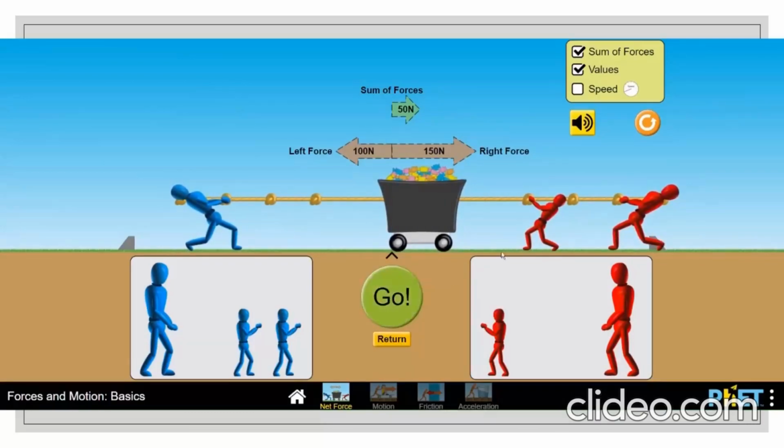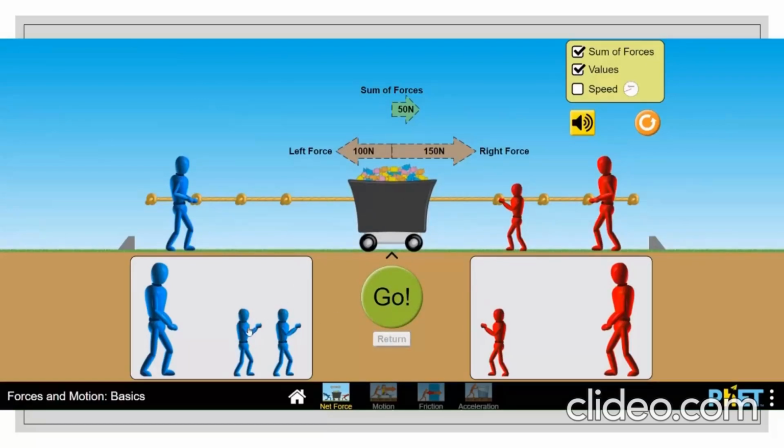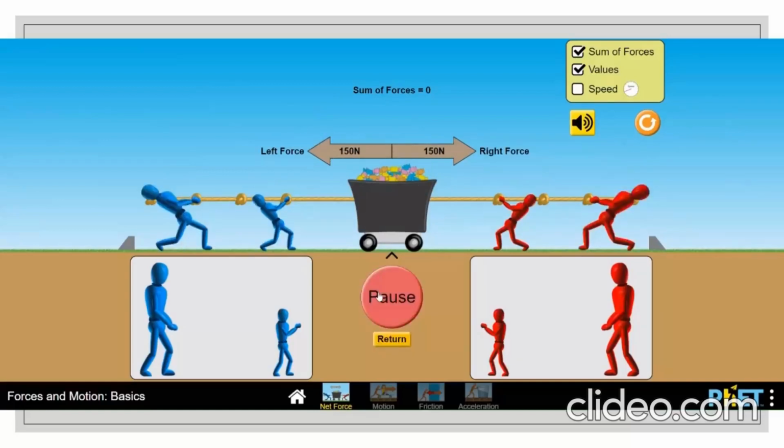So now let's summarize. If you have an unbalanced force, meaning the sum of the forces is anything but 0, the object will accelerate in that direction. And if the forces are balanced, then the object will not move in any direction. We have seen this scenario. See here. When we click on go, as the strength in both directions is the same, they are not moving in any direction. So in this way, we have seen the concept of balanced and unbalanced forces.